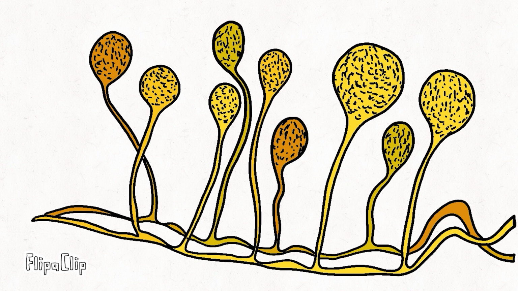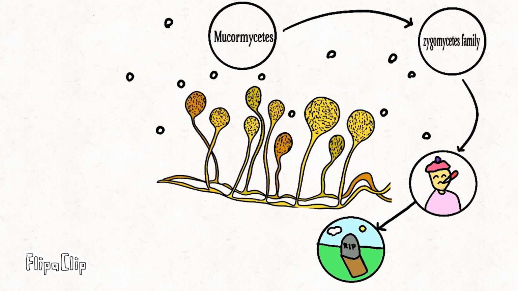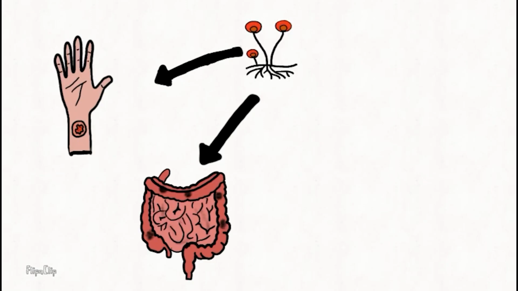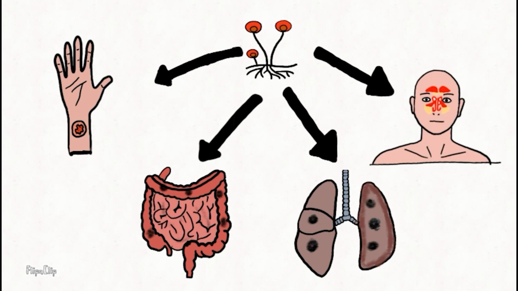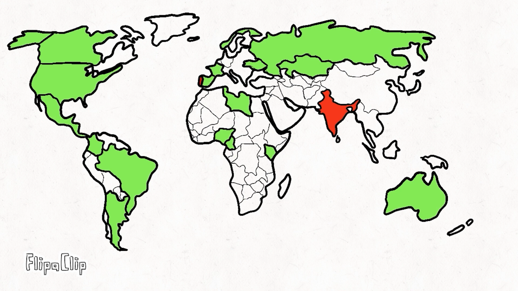So, what is mucormycosis? It is a rare but serious angio-invasive infection caused by the group of fungi called Mucormycetes of the Zygomycete family. These are of different types, which include cutaneous, gastrointestinal, pulmonary, and rhinocerebral, of which rhinocerebral is the commonly reported form. After COVID, the situation has become worse.